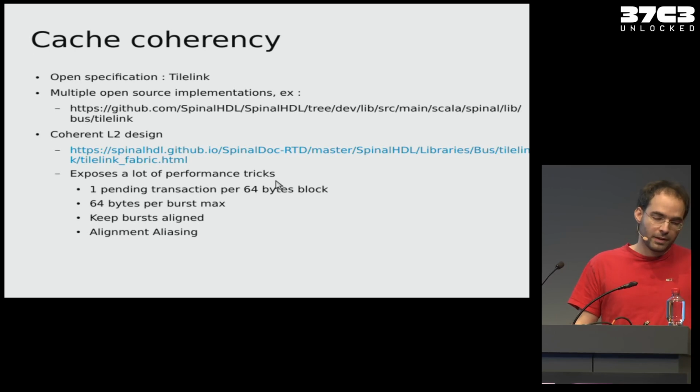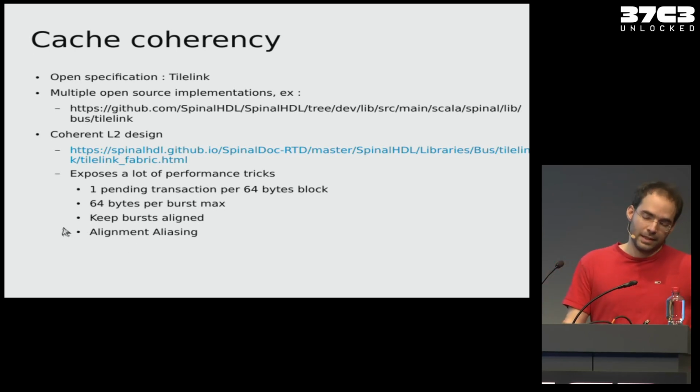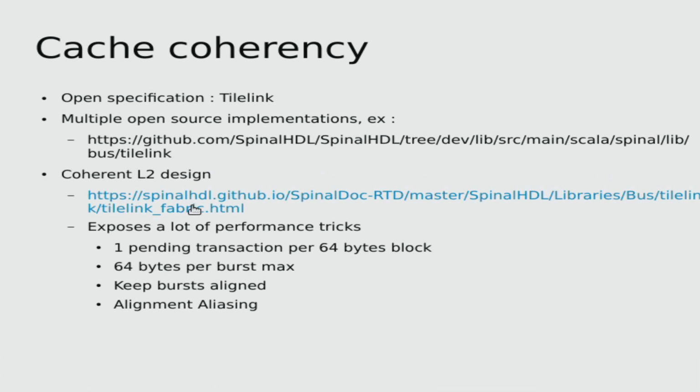it also exposed some performance tricks which are not necessarily obvious at first look. Those tricks are not necessarily true for all L2 caches, but for the one which I implemented. To give you some examples, the L2 cache will only support one pending transaction per 64-byte block. So if you have two requests on the same memory block at the same time, one will have to wait quite a long time. It also means that you should avoid splitting your memory access into smaller things than 64 bytes if you know you want to read 64 bytes.